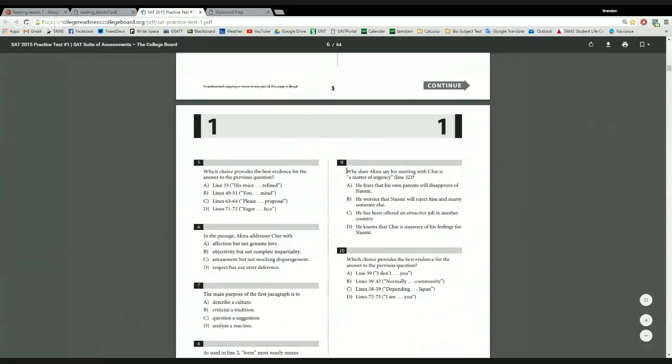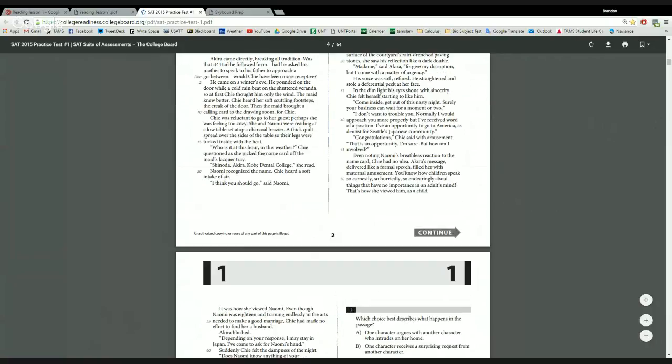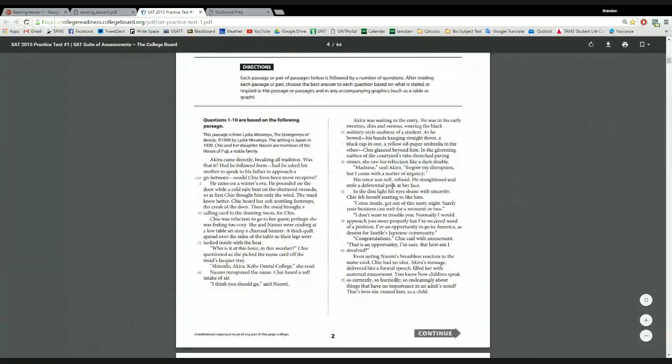Next, you go to number 9. What does Akira see as a matter of urgency? This one is a straight-up context question, so a content question. Go to line 32, matter of urgency. So what is this matter of urgency?